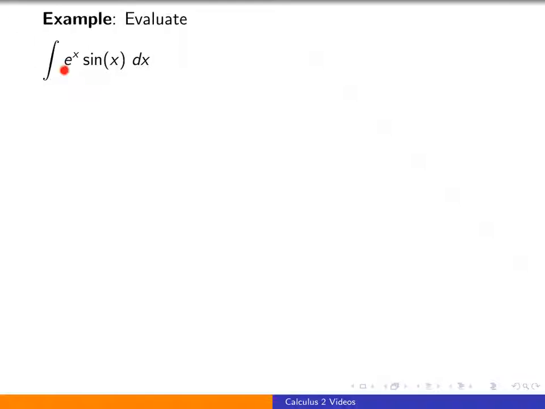So, the exponential e to the x times the trig function sine. As mentioned previously, this is something where integration by parts is well suited. So what we are going to do is come up with a choice of u and dv. In this case, we can easily anti-differentiate both e to the x and sine, and neither one of them really becomes simpler when we differentiate. So it turns out it doesn't really matter what choice we use for the u and the dv.